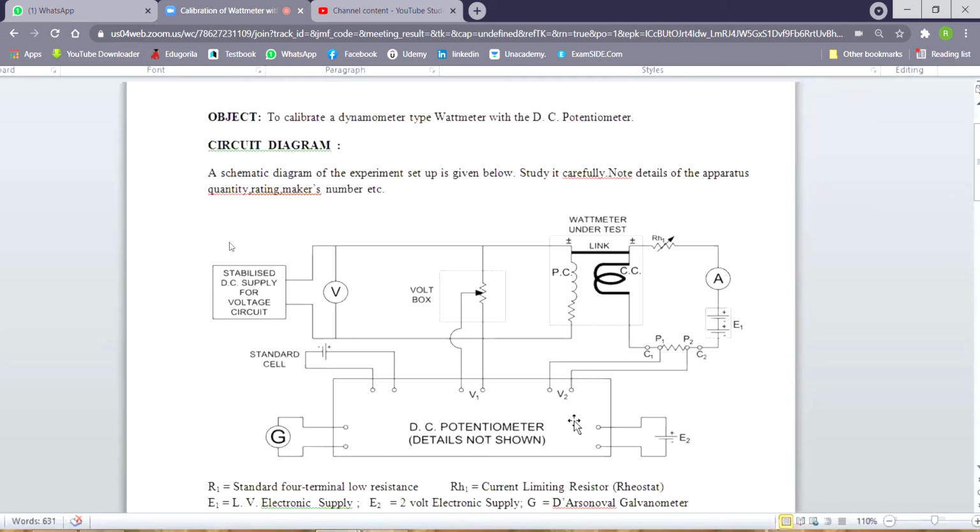That low voltage is here called V2. So potentiometer will take V2 and will measure V2. So when we get V2, then current will be what? V2 divided by the value of the low resistance, means V2 divided by 0.1. That will be the current of the current coil. Okay, so that's how we can measure current.